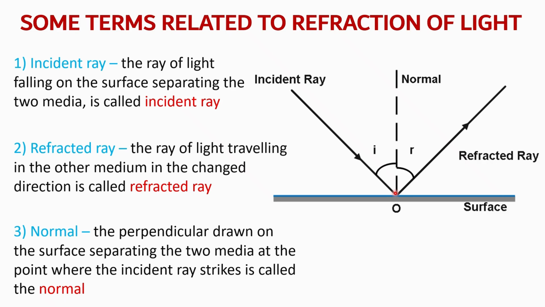Now, next let's learn about the angle of refraction. The angle between the normal and the refracted ray is called the angle of refraction.